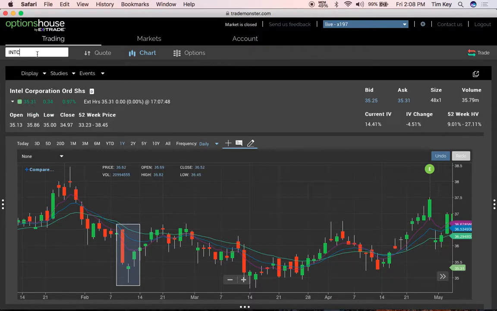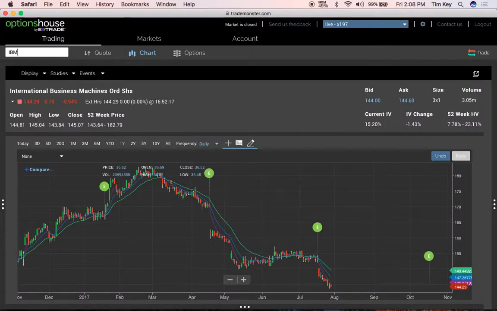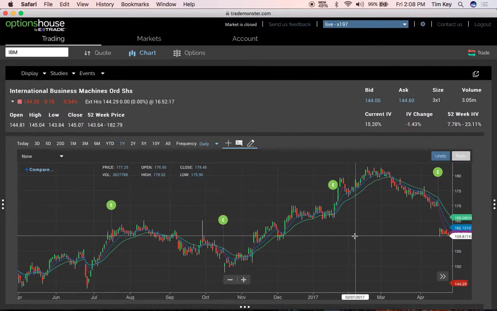And then another reversal pattern can be what's called a tweezer's top or tweezer bottom. I wasn't able to find a tweezer's bottom, but I was able to find a tweezer's top.